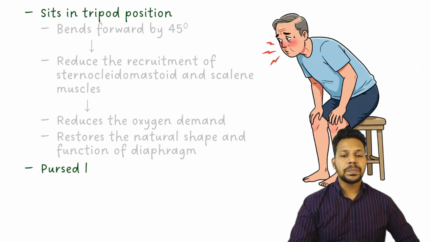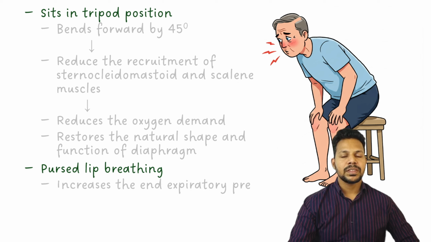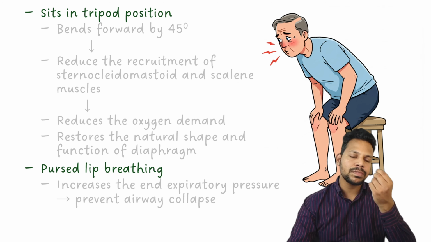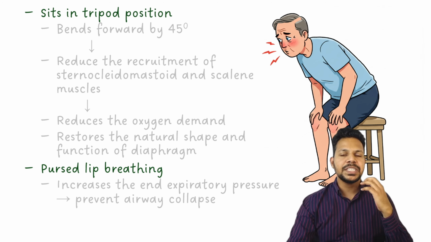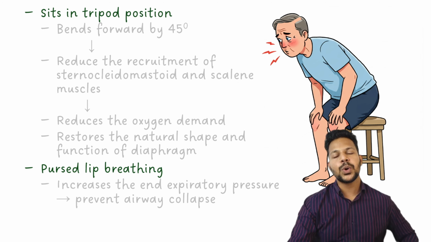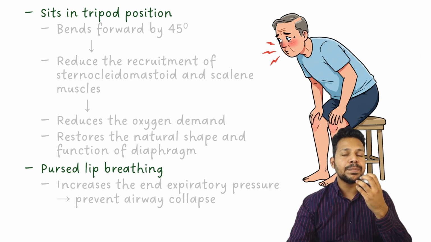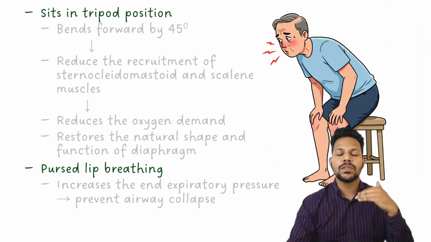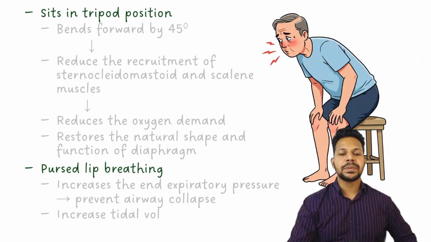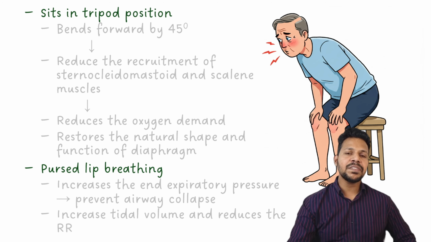The patient will also do pursed lip breathing. This is involuntary, though it is done by the patient. This increases the end expiratory pressure. See, the airways tend to collapse because of the reduced diameter, and while the patient tries to breathe with pursed lips, that is bringing the upper and lower lips closer together like this, there is significant buildup of resistance for the outflow of the air. That increases the end expiratory pressure and prevents the airway collapse. That will also increase the tidal volume and reduce the respiratory rate.